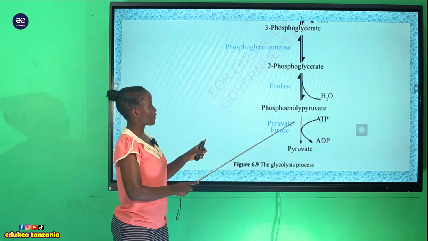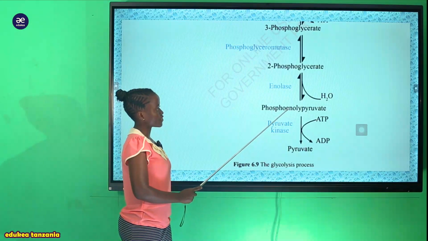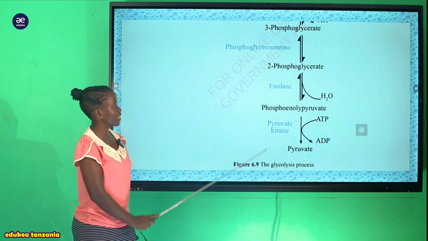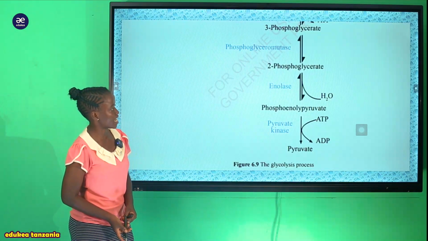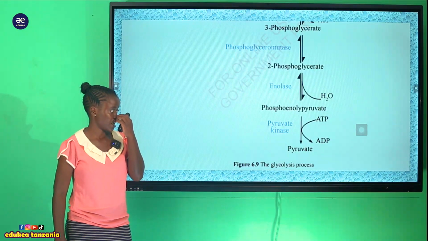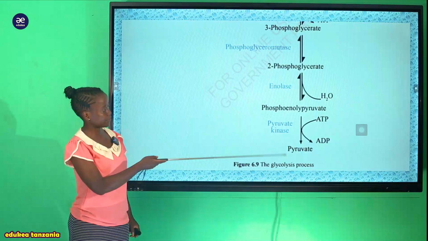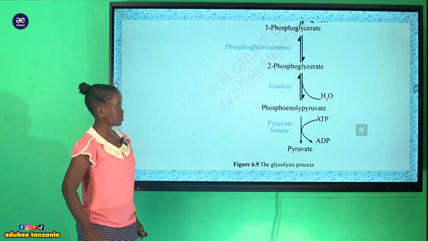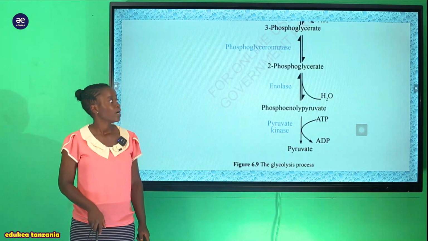So huyu enzyme atatumia kuconvert hii phosphoenolpyruvate kwenda kupata pyruvate, na huyo enzyme anaitwa pyruvate kinase. And here we are using ADP and there will be the formation of the ATP. So now unaweza ukaona hii ndio glycolysis process ina result into the production of the pyruvate as the end product.